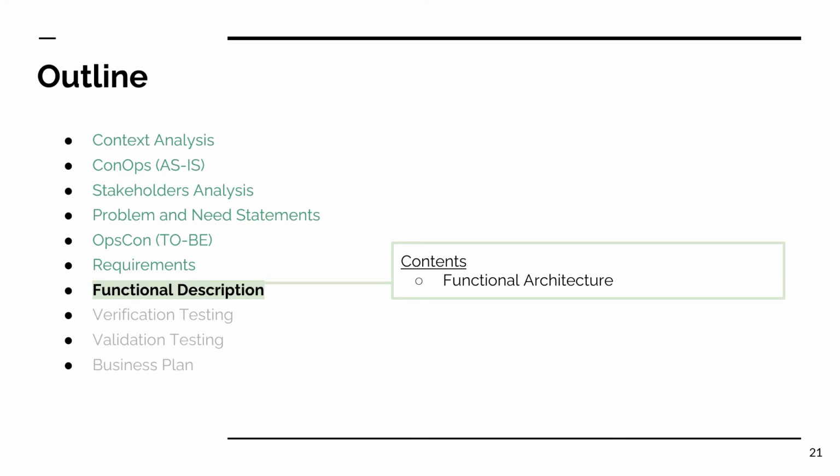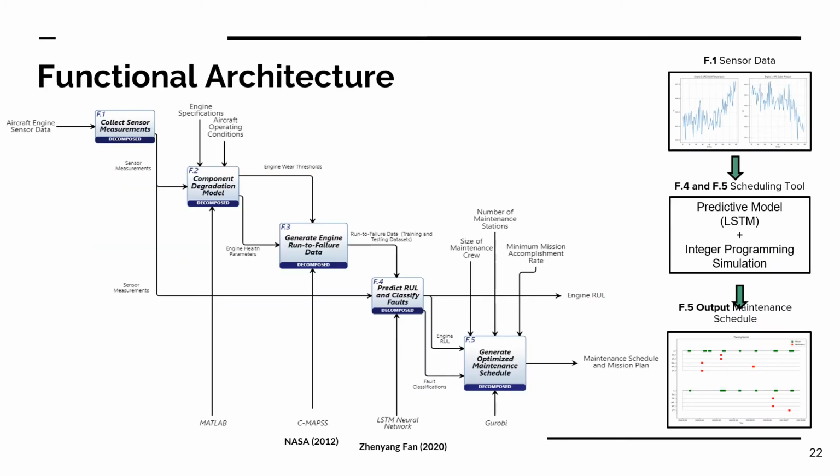Moving on to our functional description. Here we have our 5 main components of our functional architecture. First, in F.1, we collect sensor measurements. Then, we move into a component degradation model, with the output from that being engine health parameters and engine wear thresholds, which go into generating the engine run-to-failure data. This will then feed into predicting and classifying the faults, which would then be sent to the generation of the optimized maintenance schedule done in F.5.